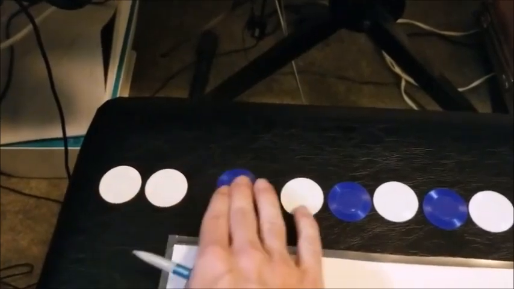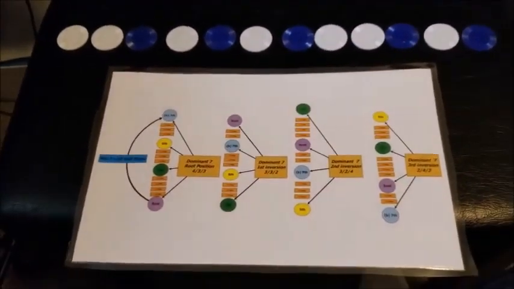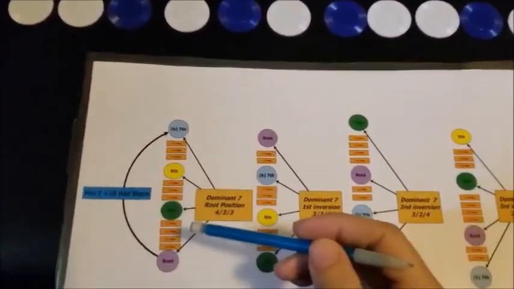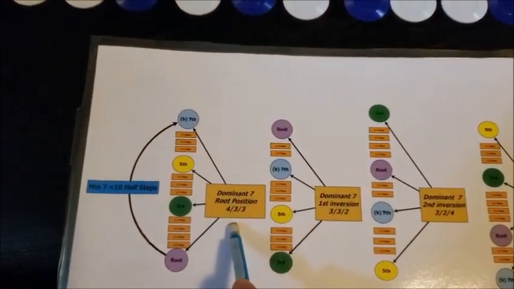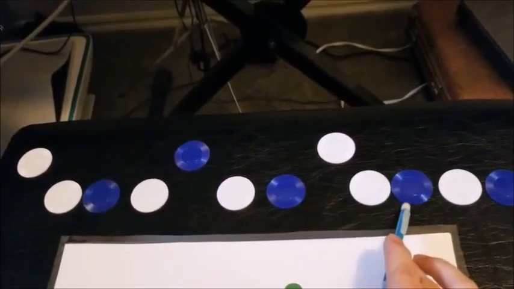Let's move on to the F. Root position, dominant 7, root position 4, 3, 3, starting on F. We have the F, 1, 2, 3, 4, and 3, 1, 2, 3, and then 1, 2, 3. This one here is going to be a root position.